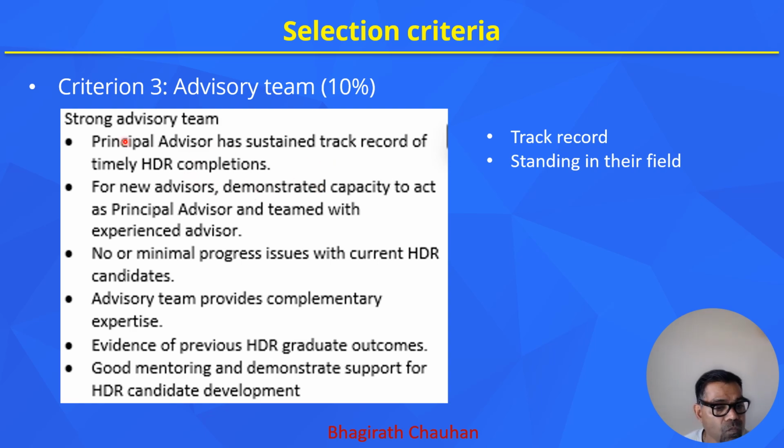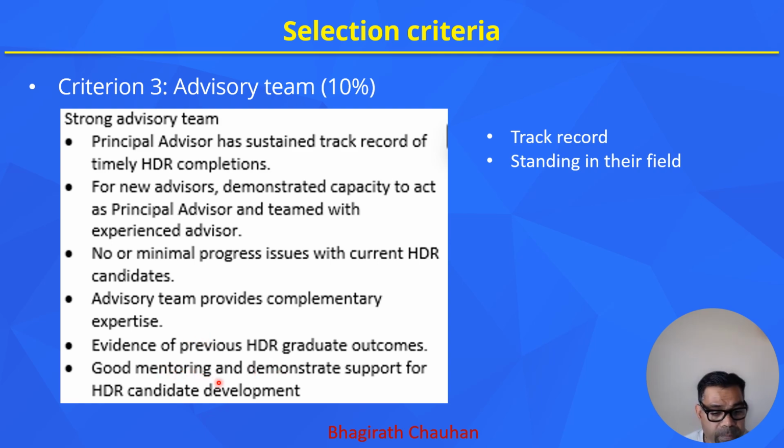So also, who are your co-supervisors? What's their track record? Usually, in an advisory team, sometimes you don't find a co-supervisor with the same expertise. So we have to take someone who can provide complementary expertise if they don't have the same expertise. Okay.